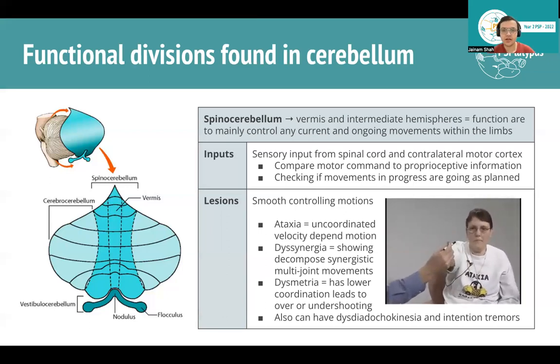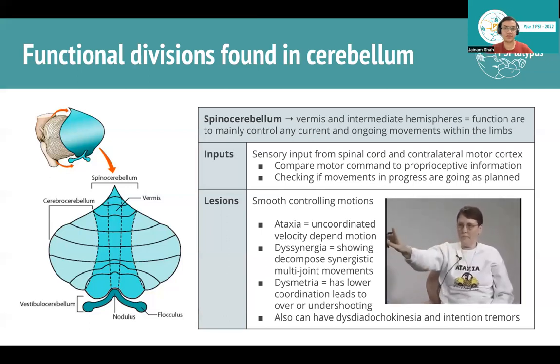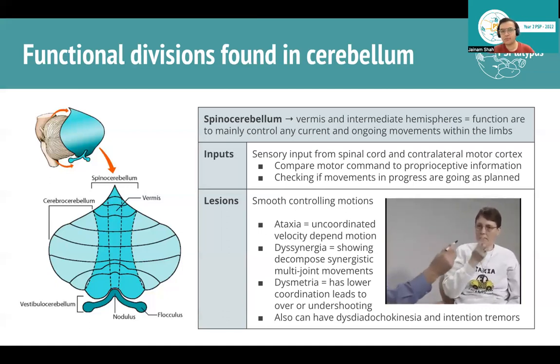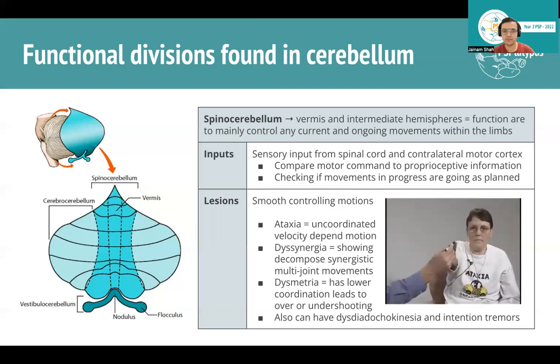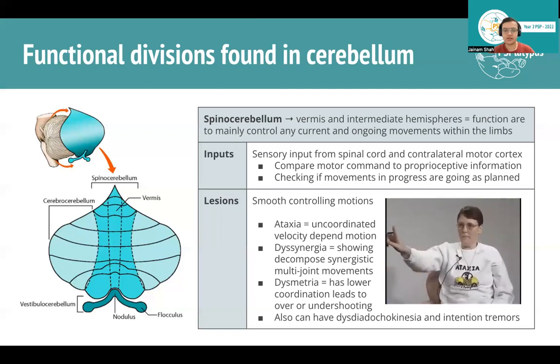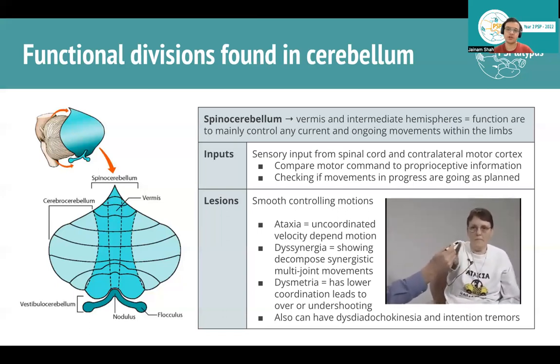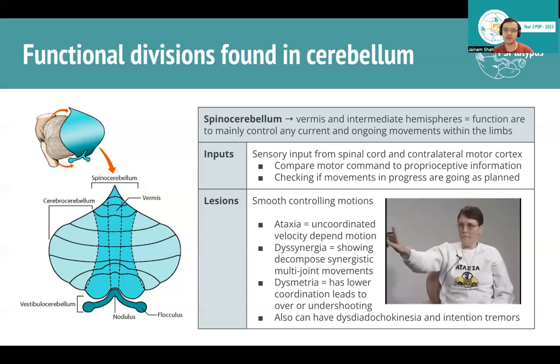Ataxia refers to uncoordinated velocity dependent movements that are affected. Dysynergia is decomposition of synergistic multi-joint movements. Dysynergia is like complex movements that decompose and they're not able to actually do them all together. Dysmetria is lower coordination, so it leads to things like undershooting and overshooting.